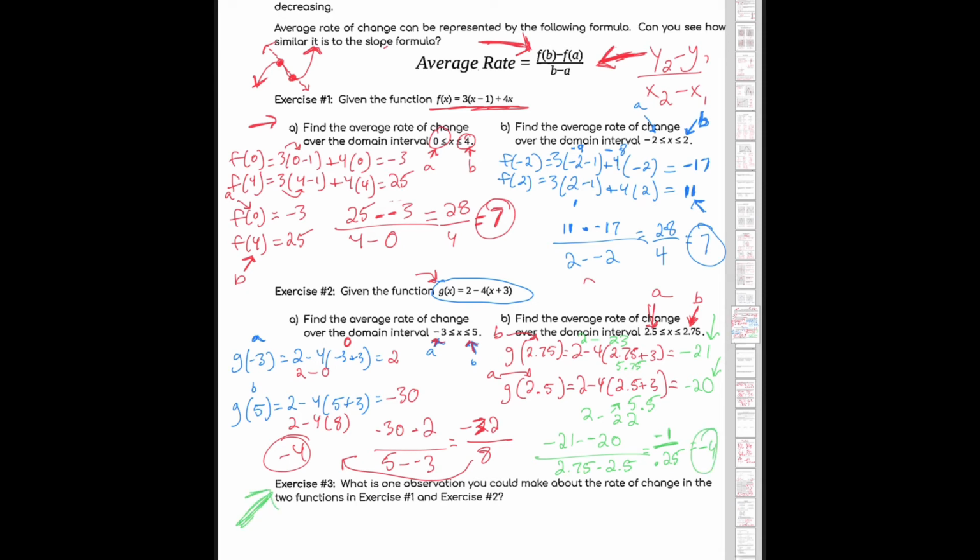Let's look at exercise 3. What is one observation you can make about the rate of change in the two functions in exercise 1 and exercise 2? We notice these slopes are the same. So what does that mean over those intervals? If the slope is the same the whole time, there's no way it's a function that has curves in it like this. It has to be a linear function. So that's a huge piece of information for us. So due to the fact that the slopes are the same between different intervals, that lets us know that these are linear functions.